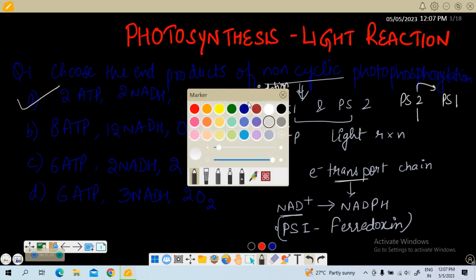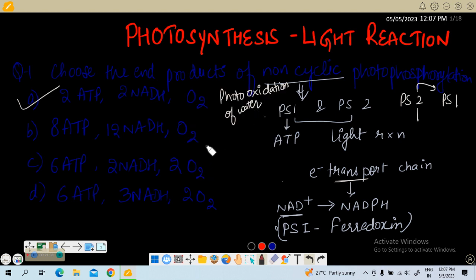Now here, in photooxidation of water, what happens? 2H2O will give 4H positive plus 4 electrons plus oxygen. So in the non-cyclic pathway, these are some steps. The first step is photooxidation of water. Okay, now coming to the second question.